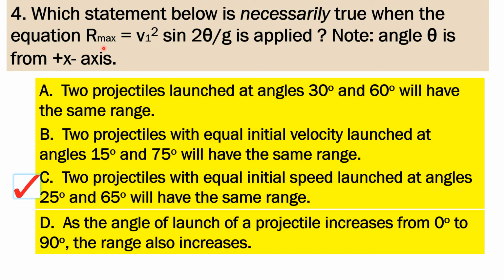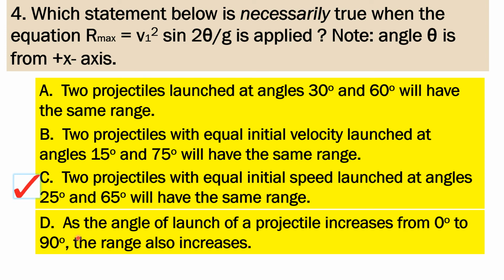But starting from 0 degrees up to 45 degrees, not inclusive but exclusive, the range should be increasing. And then beyond 45 degrees, up to 90, with 90 not included, again it's exclusive, what happens to the range? The range in fact decreases. As the angle approaches 90 degrees, there will be no more range, isn't it?